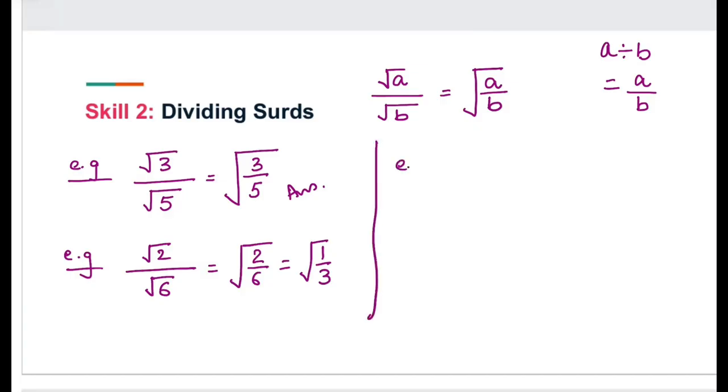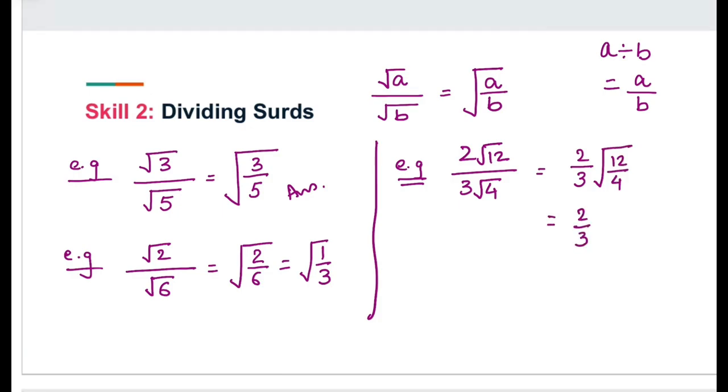Right, so next example could be 2 square root of 12 over 3 square root of 4, right? So that will be 2 over 3, right? Square root of 12 over 4, right? So 2 over 3 remains 2 over 3. 12 divided by 4 is 3. So that gives us square root of 3, right?